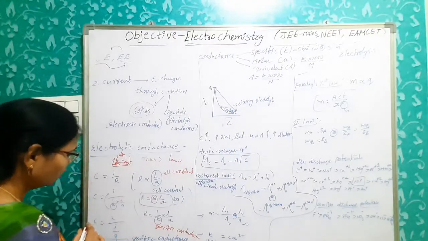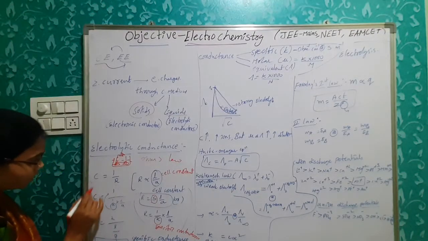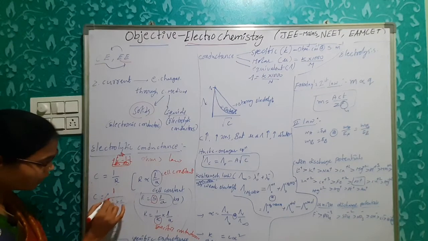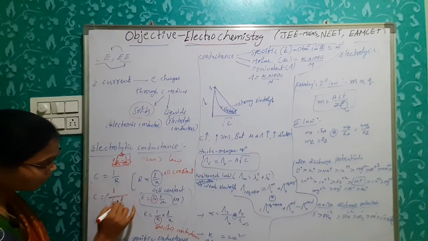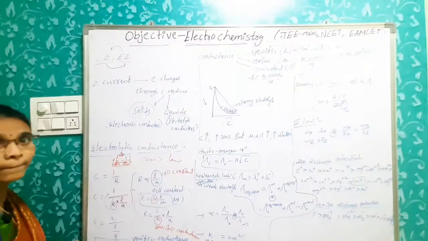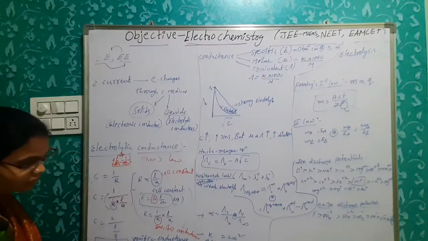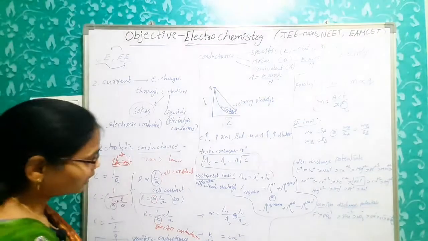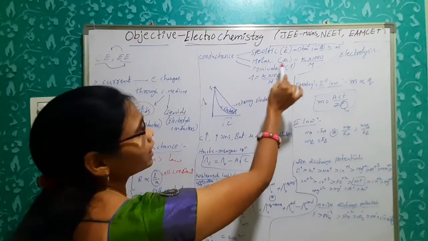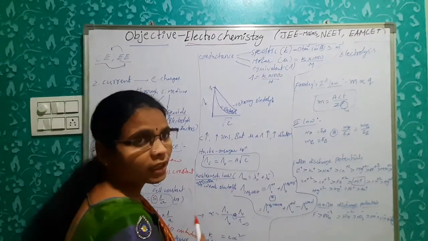Now here, C is nothing but 1 by R, so instead of R we can write this. 1 by K into L by A, which means K is equal to C into L by A. So K means specific conductance. Conductances are of three types: specific conductance K, molar conductance, and equivalent conductance.